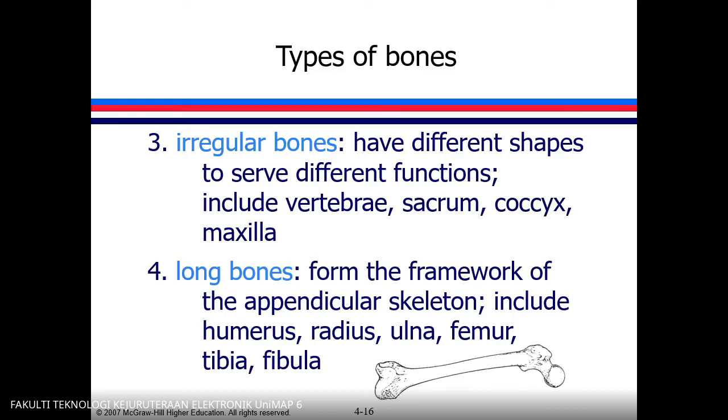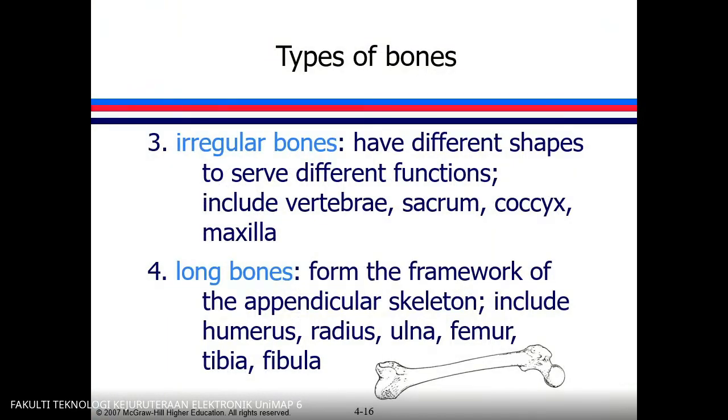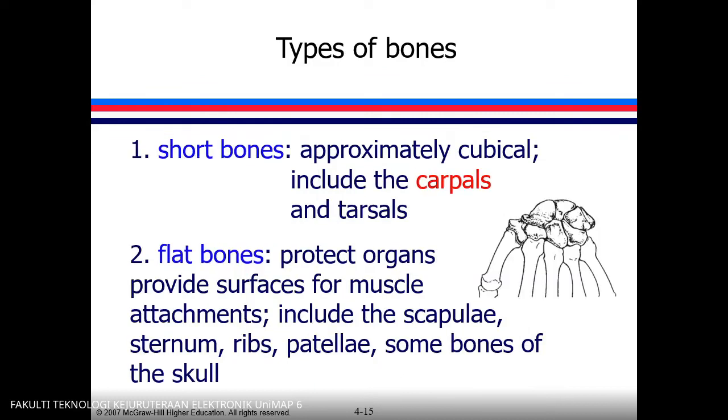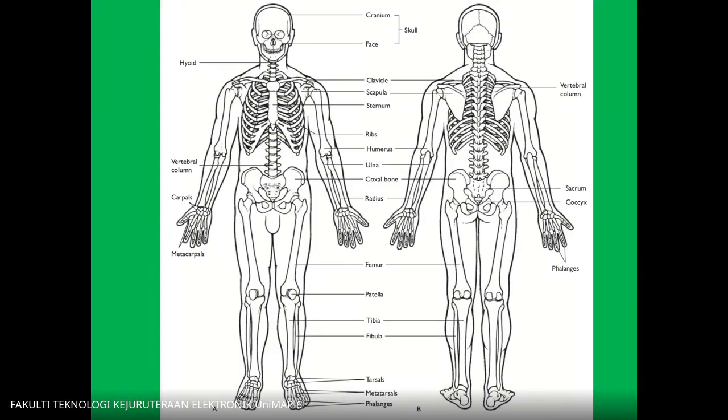So where is the location of that bone? I already put it here. If you want to find where is the femur, from there you can see the femur is on our leg, and then where is the skull, where is the ribs. So you can see there the location of each bone. So we have 4 types of bone. One is short bone, the second one is flat bone, the third one is irregular bones, and the fourth one is long bones. Okay, the locations of each bone you can find it here.